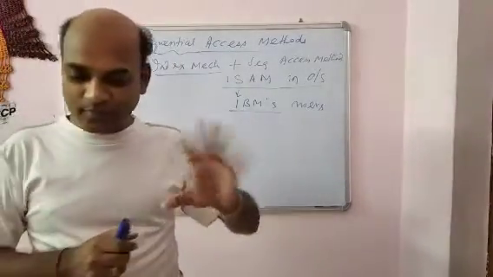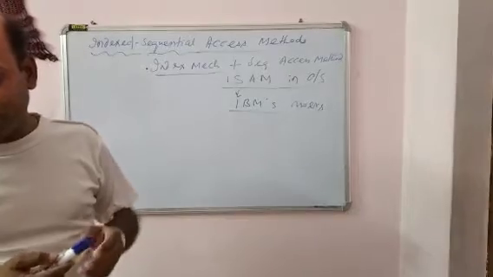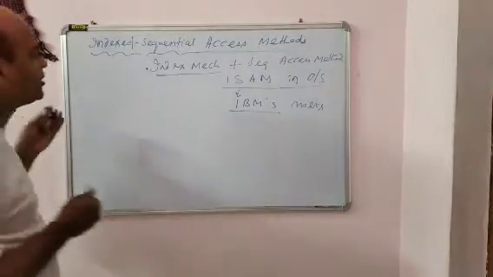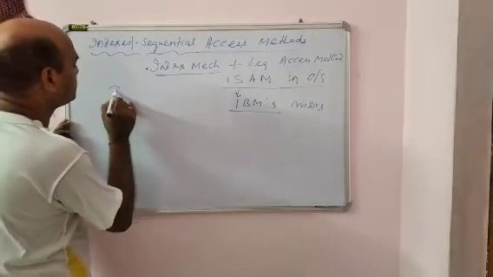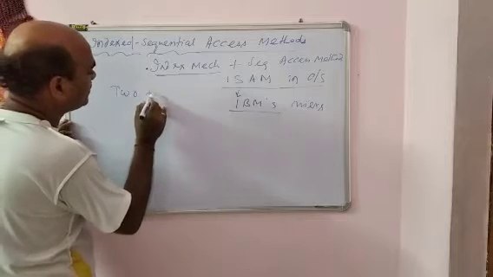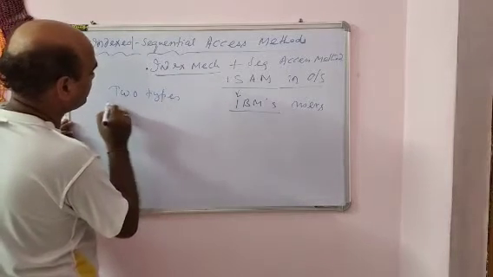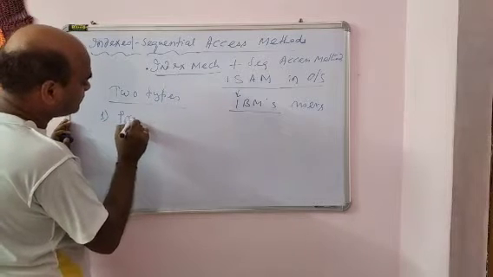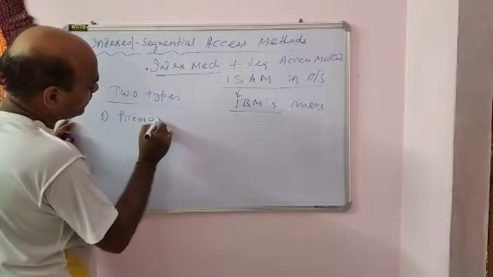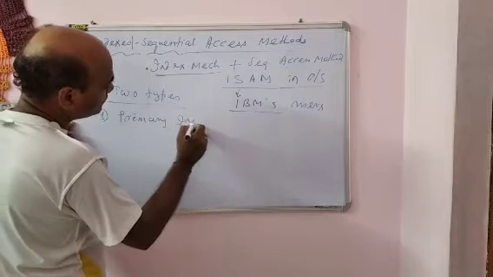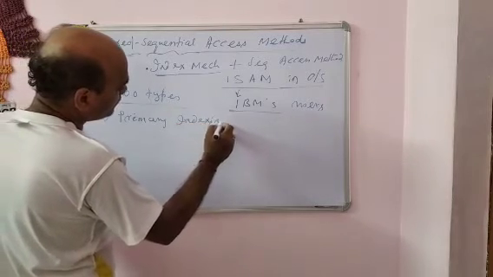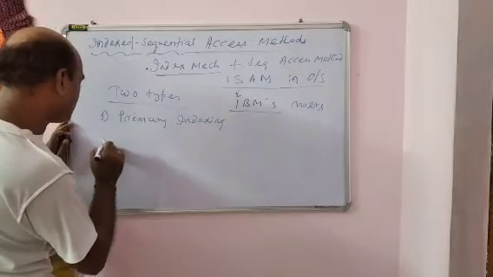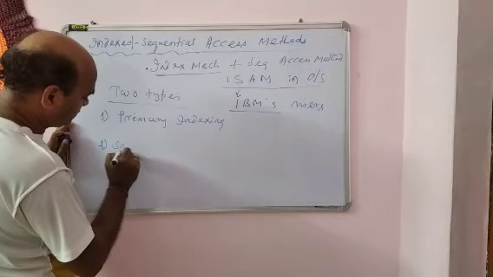Similarly, normally there are two types of index mechanism used in operating system. One is primary indexing, and the second one is secondary indexing.